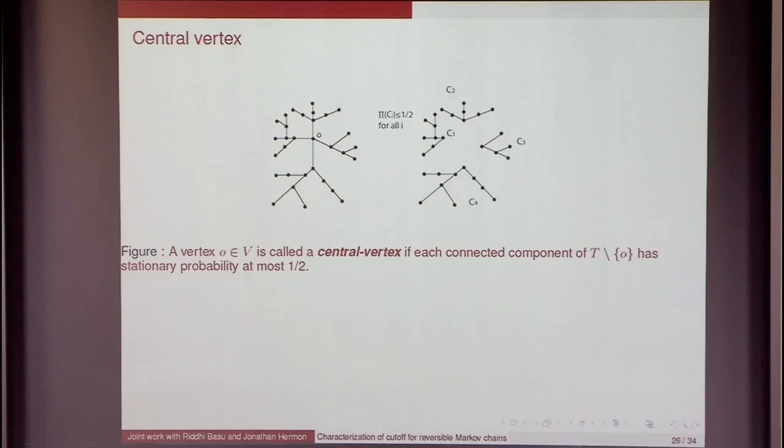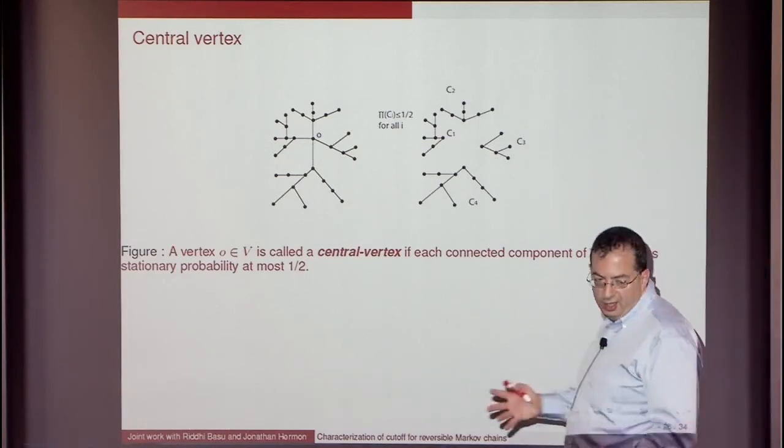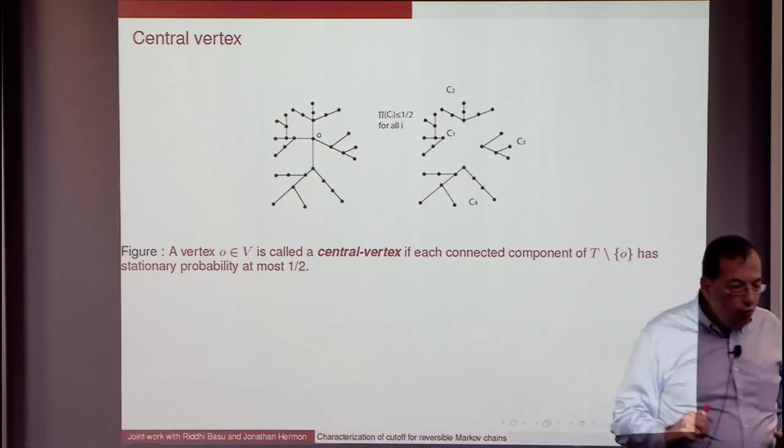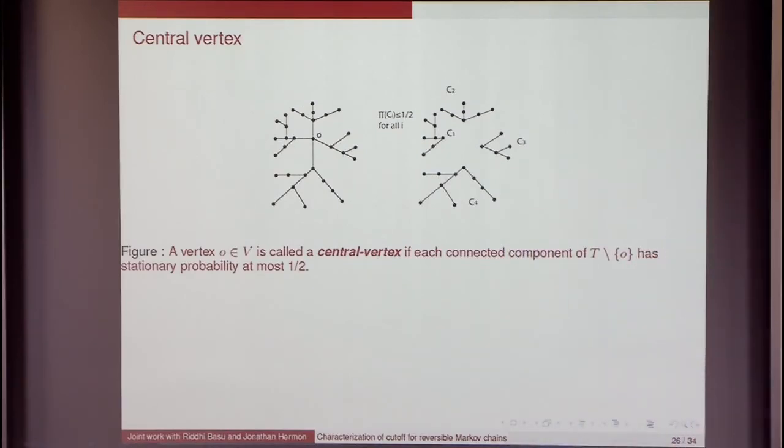This is for trees with uniform weights, but of course the point of the theorem is that it doesn't apply just to these trees, but to all weighted trees, and then the stationary distribution is given by those weights. So there's always a central vertex. That's an easy combinatorial exercise, and there are at most two.